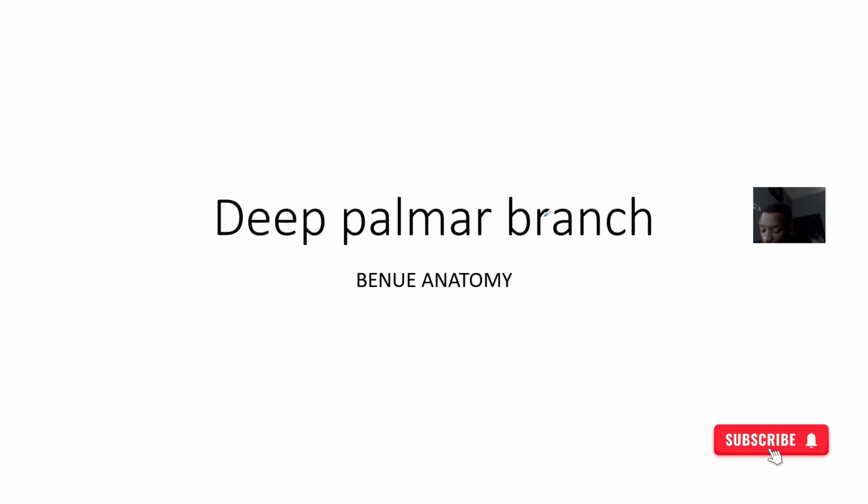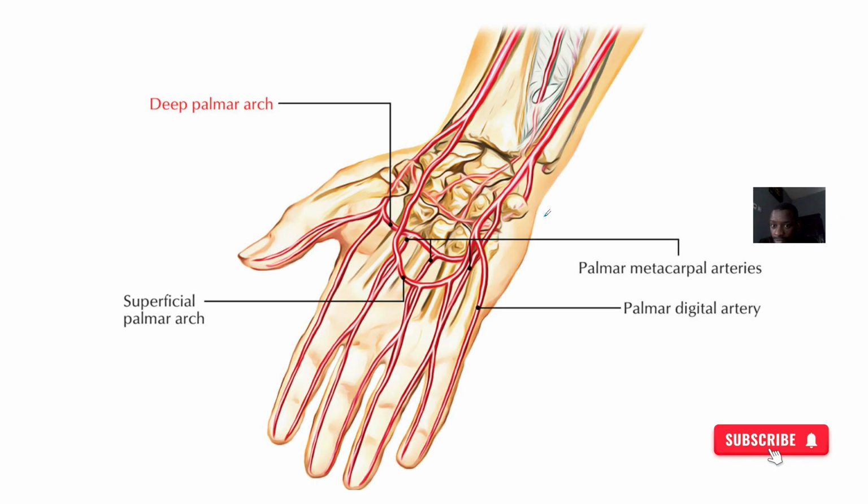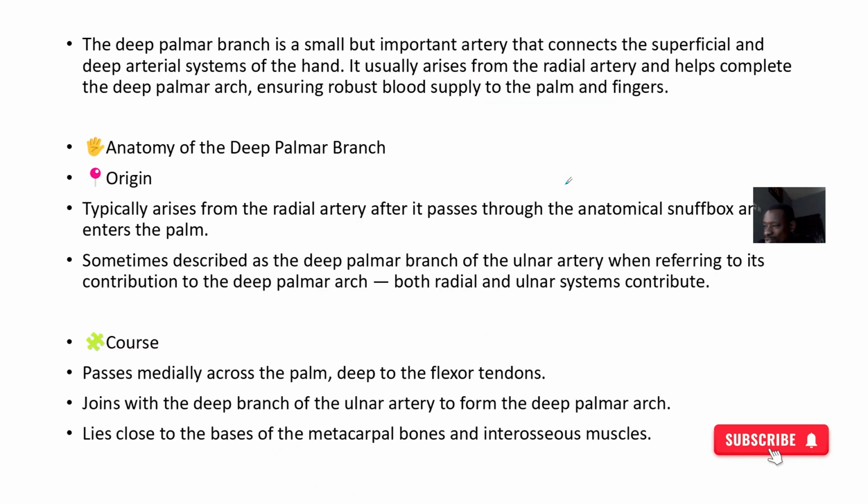So for the next discussion which we'll be having, we'll be talking about the deep palmar branch. Okay, so it's basically a branch that gets to form what? The deep palmar arch. Okay, so what is a deep palmar branch? If you want to actually discuss this, it's small, but it's a very important artery, and it connects the superficial and the deep arterial systems of the hand.